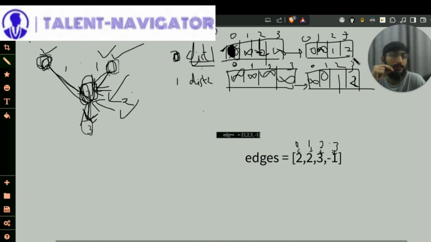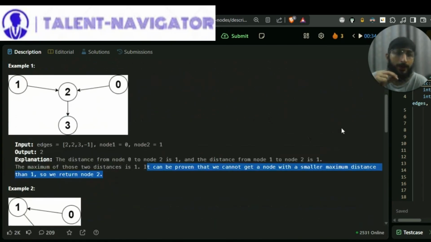So we have gotten these values, and what we do is take the minimum of the maximums. You can see this is the minimum, and that's why we choose this. So now you are clear with the logic, and we just need to apply BFS or DFS to solve this question.